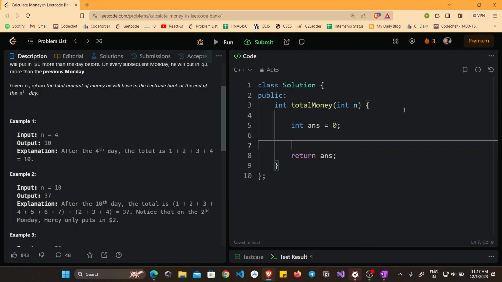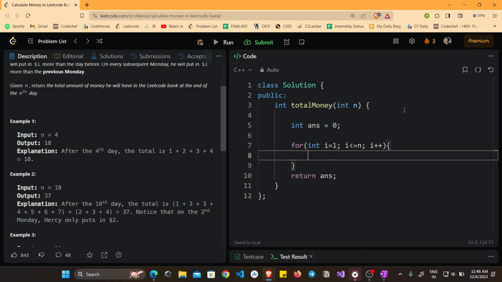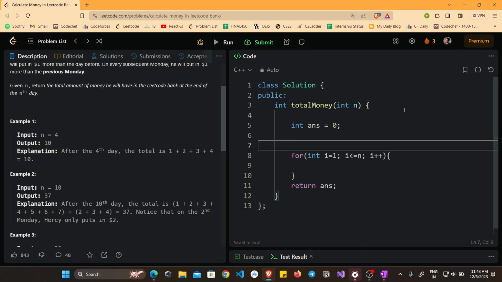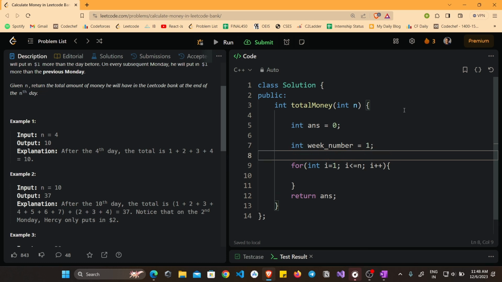First of all, we'll be traversing each and every day, starting from day 1 till the nth day. While traversing each day, we have to first make sure whether we are changing our week or not, and when we are changing. To keep track of those things, we have to make a few more variables. Let me write int week number, which tells which week you are currently in. It will be initialized with 1, since we start from the first week.